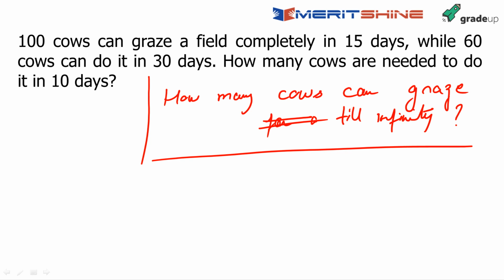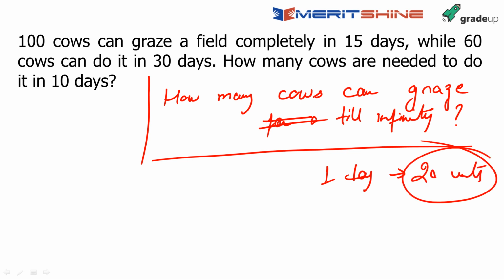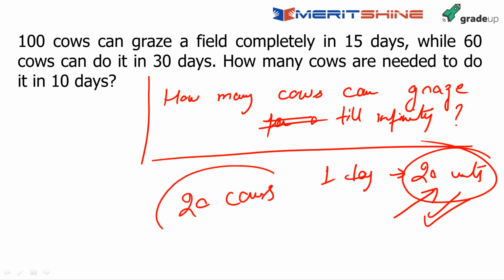Isn't it simple? What was the rate of growth? One day it was 20 units, no? What was our assumption when we started? That each cow eats 1 unit per day. So if 20 units of new grass comes here on this field every day, it means that it can afford to feed 20 cows indefinitely. I mean, it will continue forever.